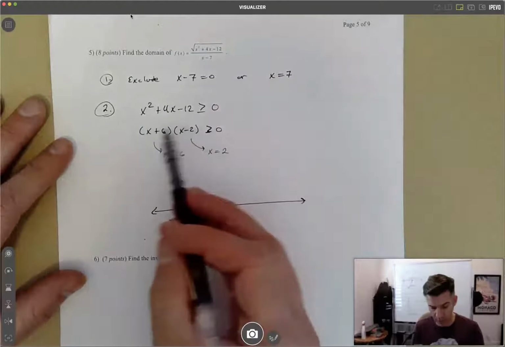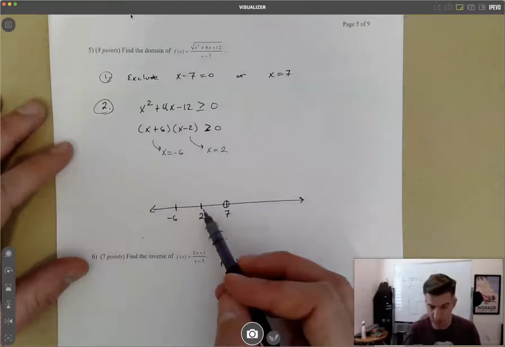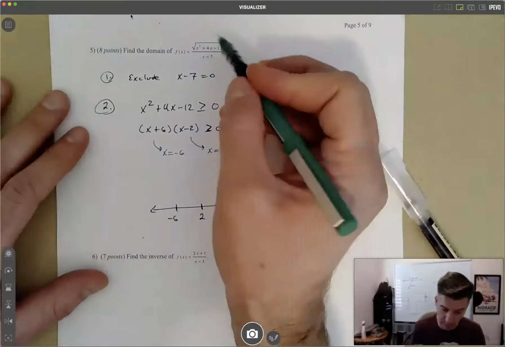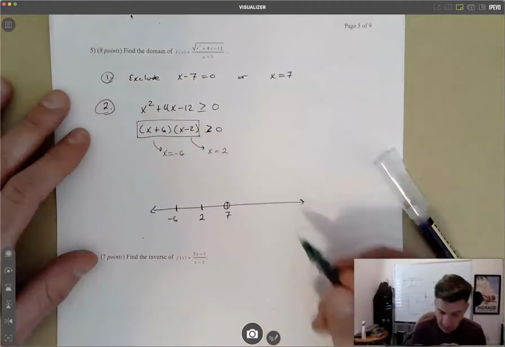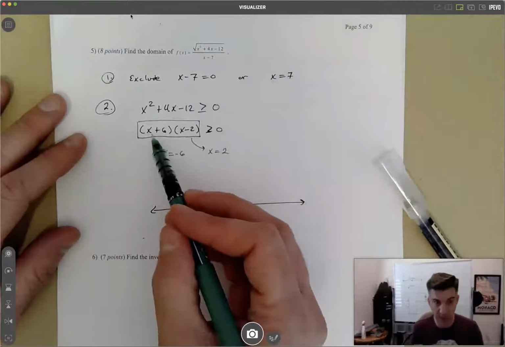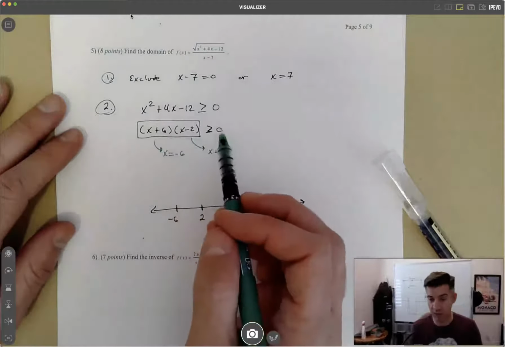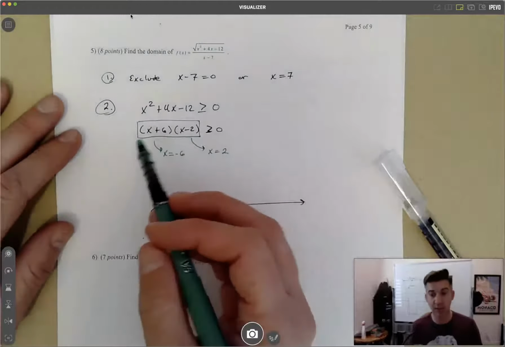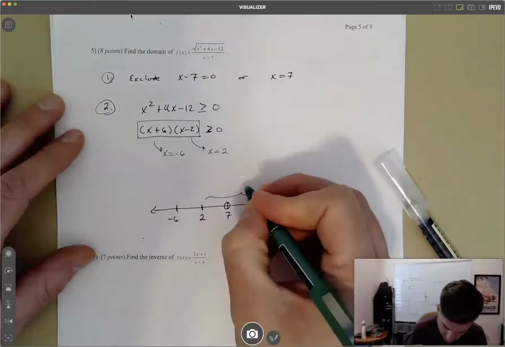I want to know where this whole thing is positive. So if I pick something bigger than 2, you could pick 3 or 4 or 5 or 9. I'm not worried about the entire expression, I'm just worried about this. Whether I pick 3 or 5 or 9 or a billion, that choice plus 6 is positive, and that choice minus 2 is positive, right? 3 minus 2 is positive, 5 minus 2 is positive, 9 minus 2 is positive, a billion minus 2 is positive. So both parts are positive, and a positive times a positive is positive. So over here in this interval, the whole thing is positive.